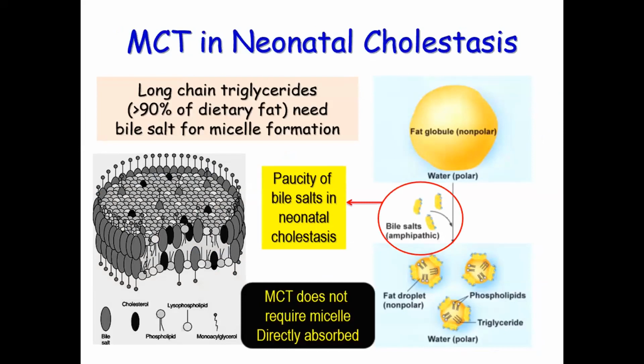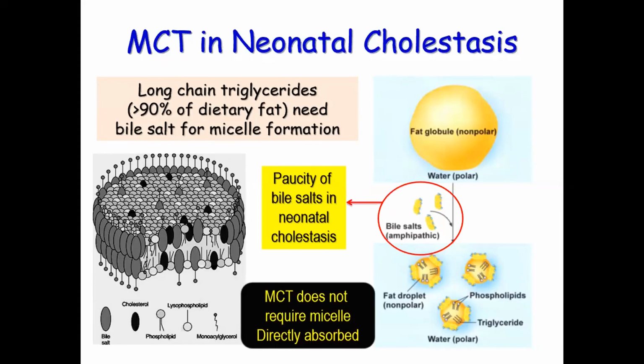Now, regarding neonatal cholestasis, the medium chain triglycerides in neonatal cholestasis. You see what you eat normally, the dietary fat, 90% and more is long chain triglycerides. These are required to be dissolved into our circulation with the help of bile salts, which form micelles. Now, medium chain triglycerides, fortunately, do not require the participation of bile salts. And bile salts are going to be very little in neonatal cholestasis.